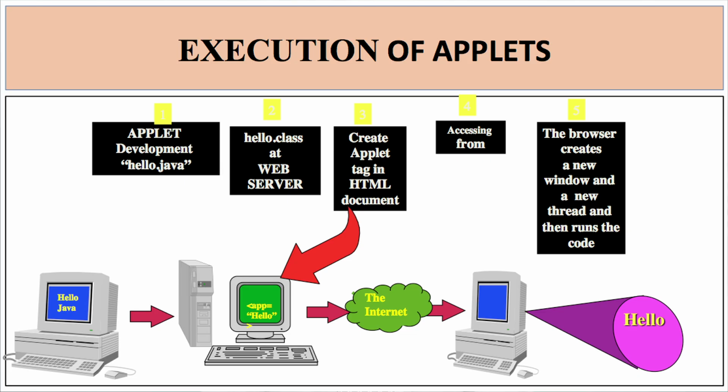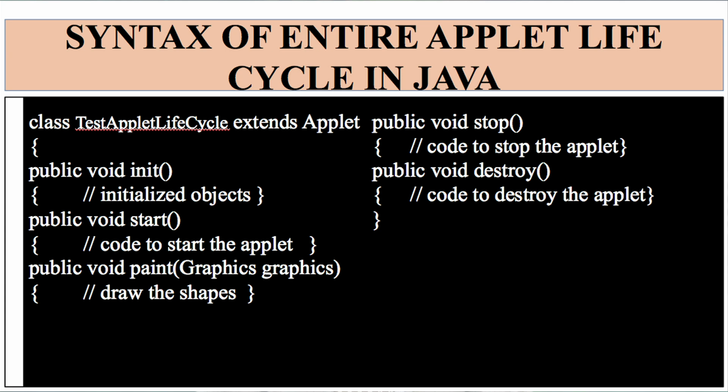Now, see the program. In this program we have a class TestAppletLifeCycle. Always when we start any applet, when we create any applet class, we must extend it from the Applet class, and initially we will write import java.applet also. And then you can see the first function, public void init. So, we have mentioned here the message initialize object. Then the second one is public void start, and this is also the code to start the applet.